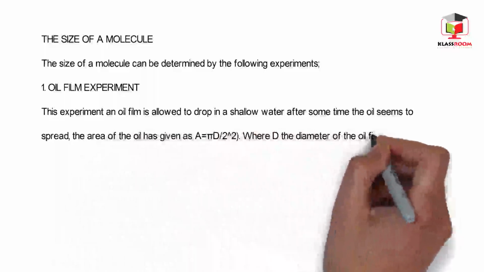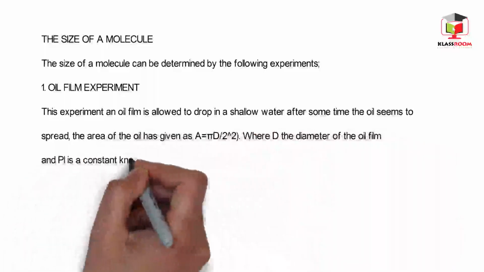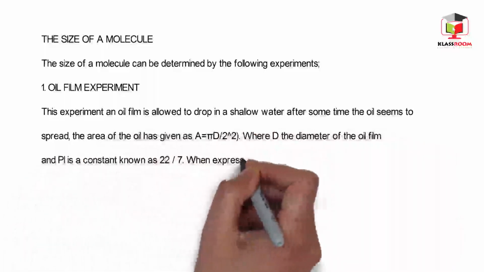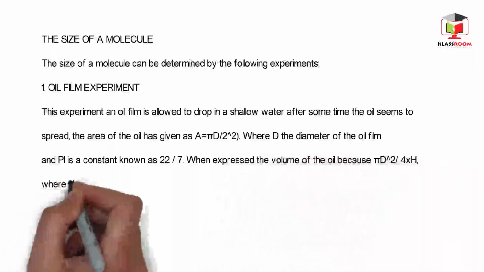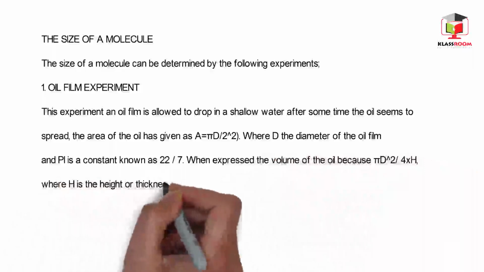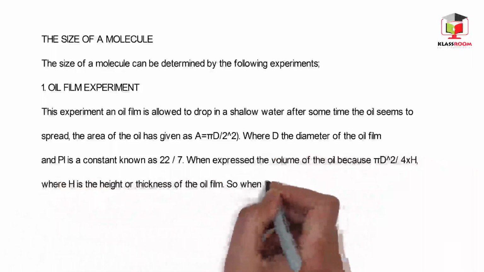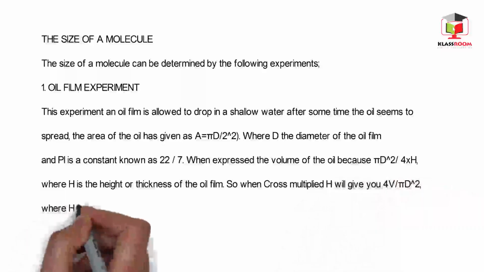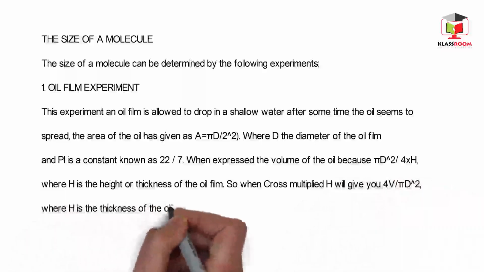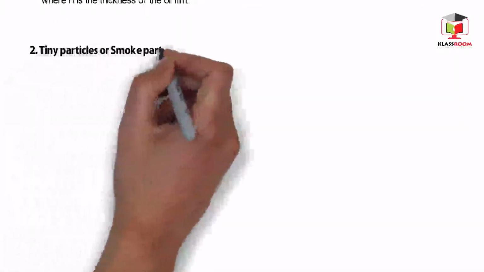where D is the diameter of the oil film and pi is a constant known as 22 over 7. When expressed, the volume of the oil becomes pi d squared over 4 times H, where H is the height or thickness of the oil film. So when cross multiplied, H will give you 4V over pi d squared, where H is the thickness of the oil film. Number 2 experiment.